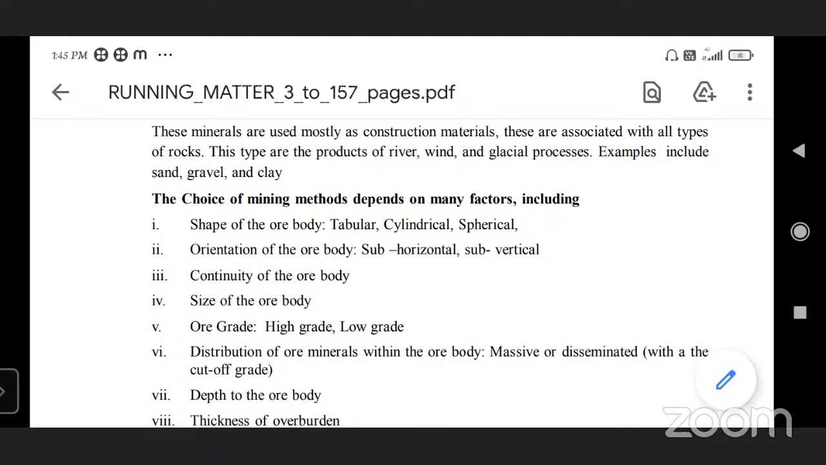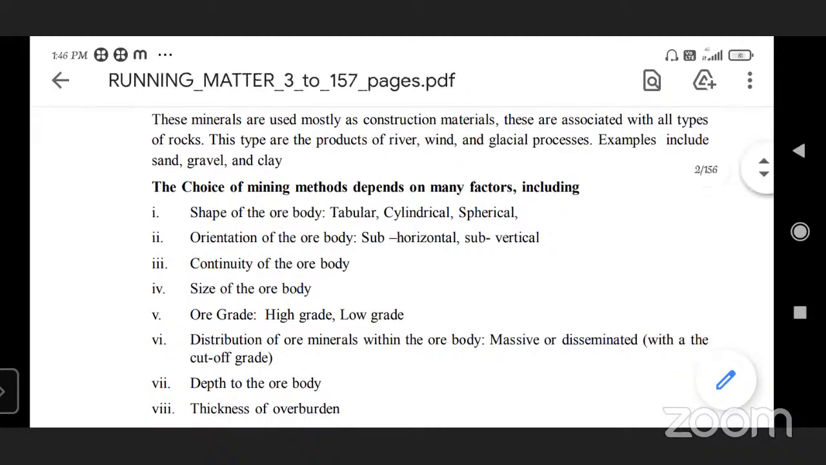Then the distribution of ore minerals within the ore body. How are they distributed? Does the entire ore body have metallic concentration? Yes, ore minerals are present. Or what is the distribution? How are they distributed? Are they massive or disseminated?